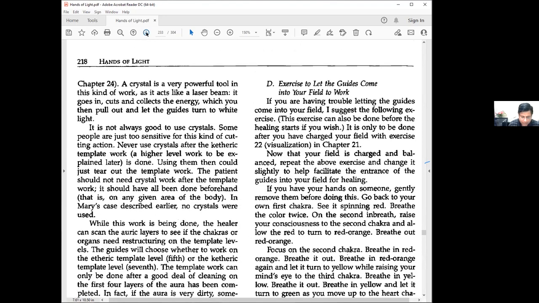Again, the diagram. Have I missed something? Yes, you missed.